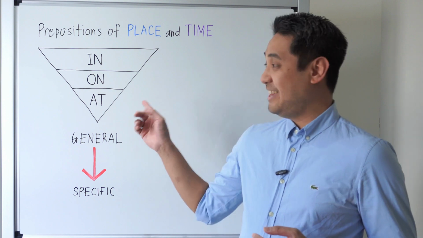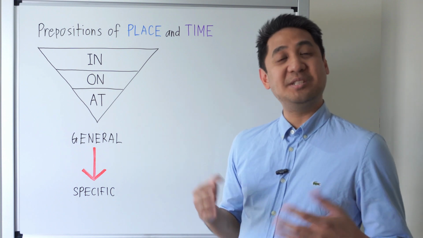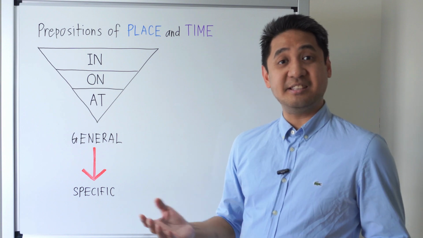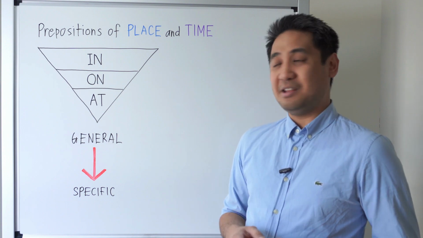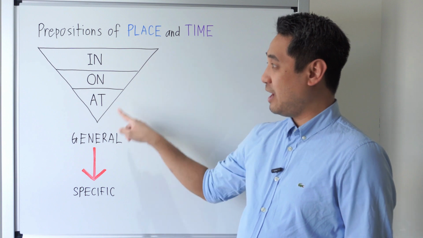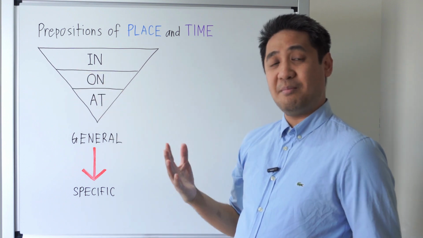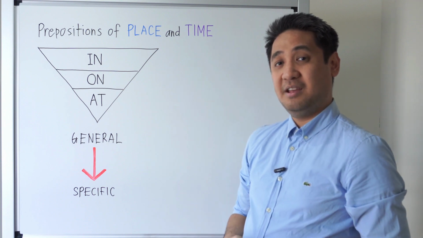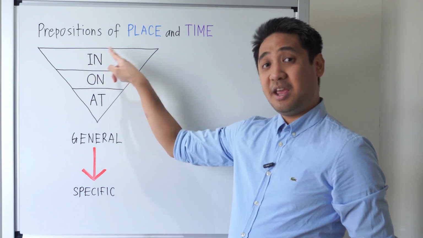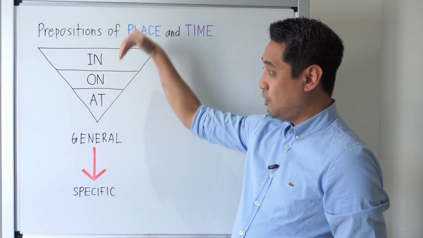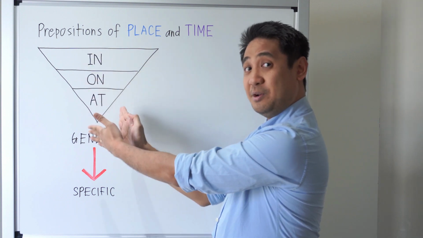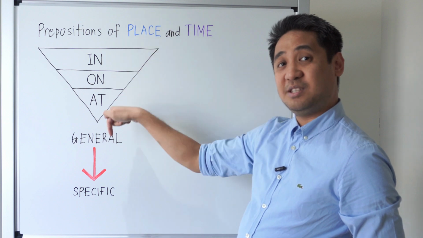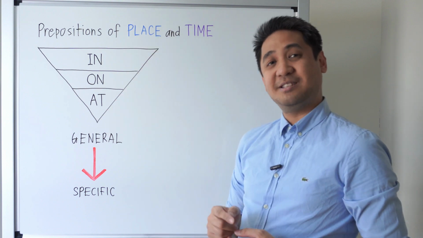So, this basically shows you how to use in, on, and at as prepositions of place and time. Let me explain. All you have to do is look at this picture and remember that you're going from general to specific. As you can see, the area for in is a lot larger, and then the lower you go, the smaller the space is. That basically means you're going from general to specific. Let's look at some examples.